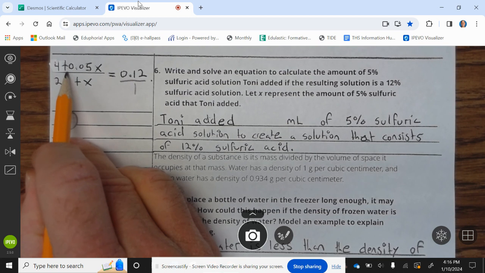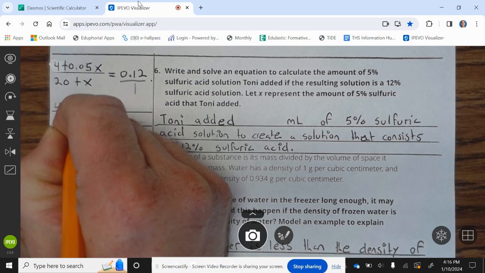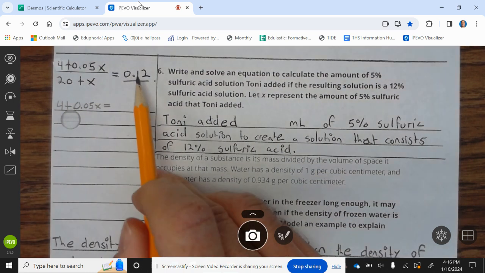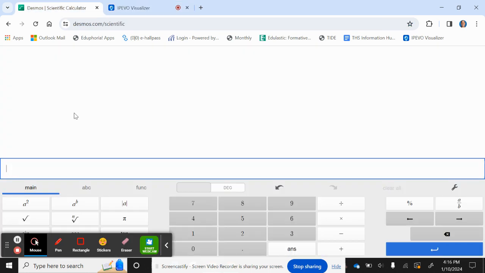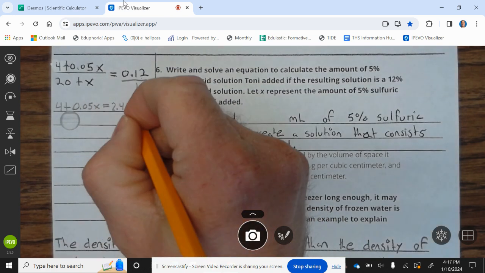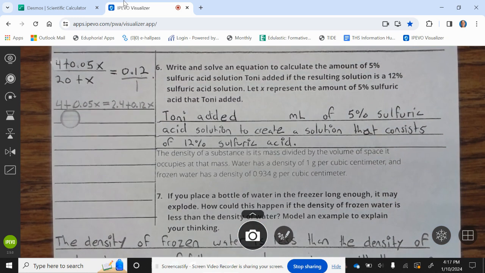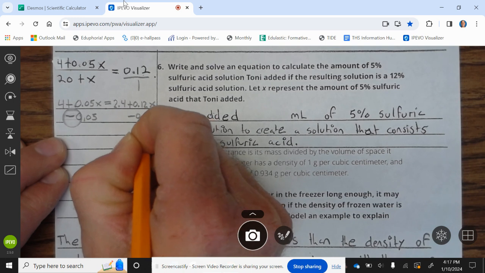So 4 plus 0.05X times 1 is 4 plus 0.05X equals, now we need to multiply 0.12 times 20 and X. So 20 times 0.12 is 2.4 plus 0.12 times X is plus 0.12X. Okay, now we're going to subtract 0.05X from both sides.